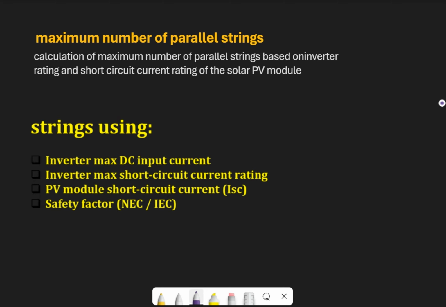Four fundamental phenomena we have to observe. First of all, the inverter maximum DC current. Afterward, the inverter maximum short circuit current rating and the PV module short circuit current, commonly shortened as ISC, and obviously the safety factor based on NEC or IEC, whatsoever your country is following, you have to follow that regulation.